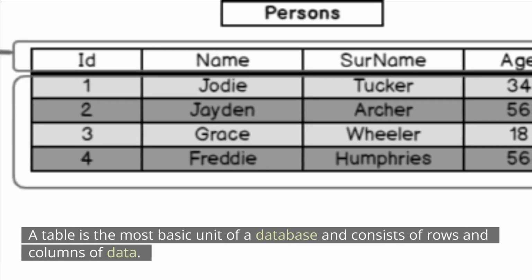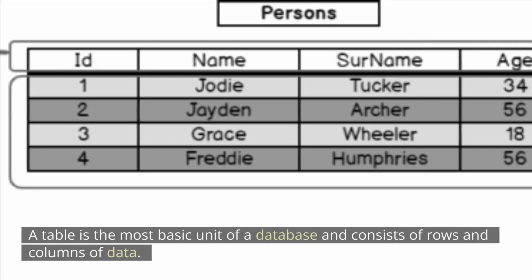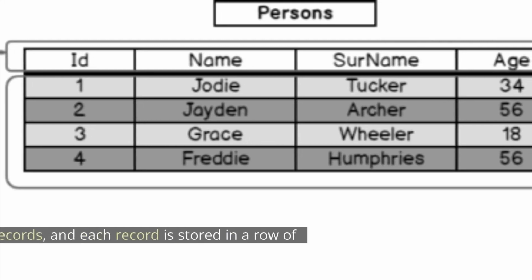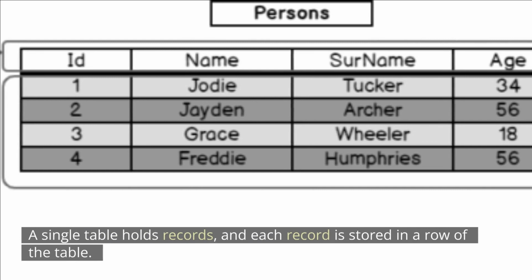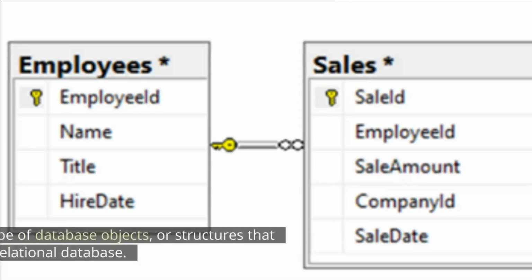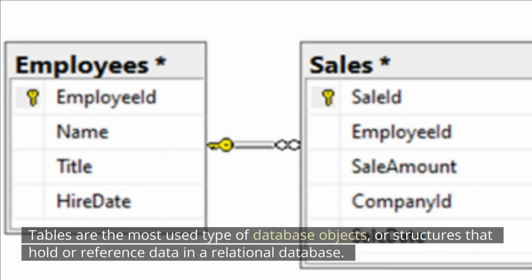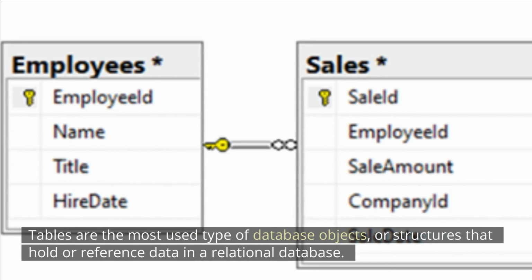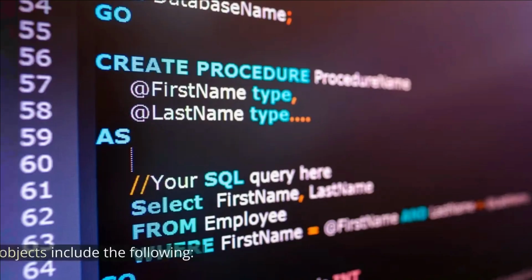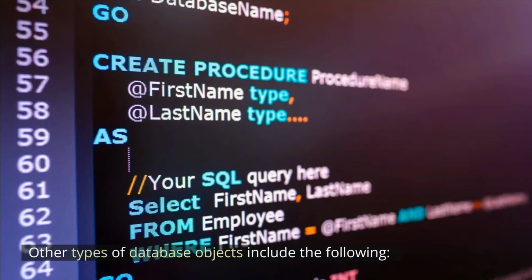A table is the most basic unit of a database and consists of rows and columns of data. A single table holds records, and each record is stored in a row of the table. Tables are the most used type of database objects or structures that hold or reference data in a relational database. Other types of database objects include the following.